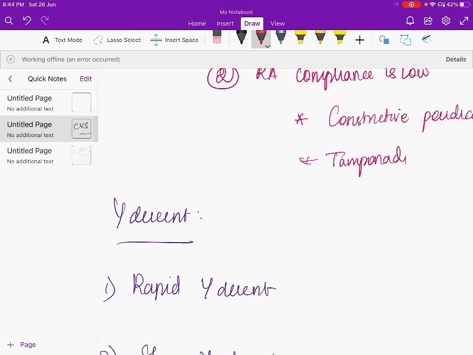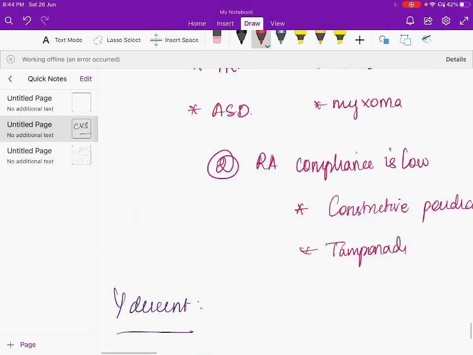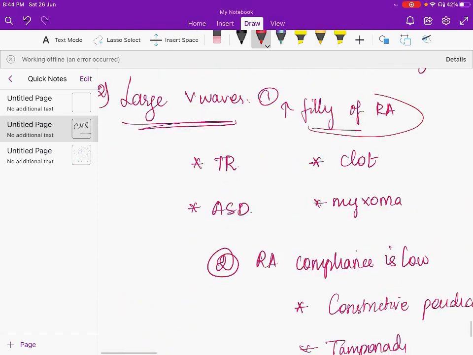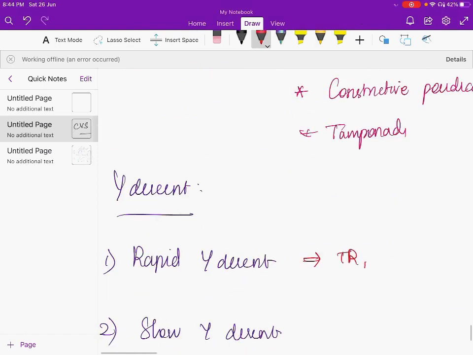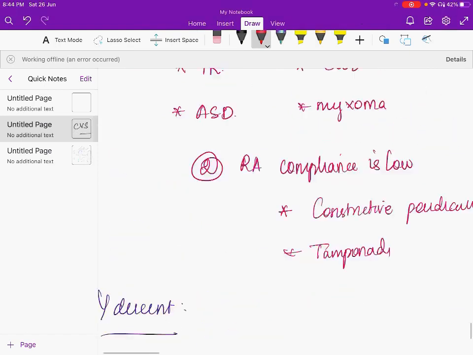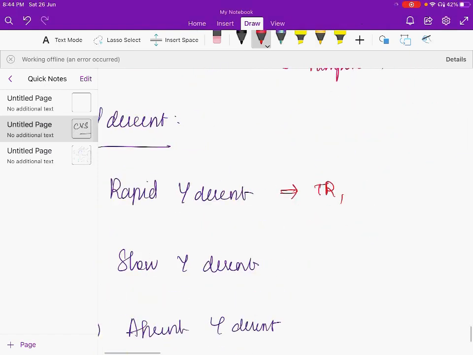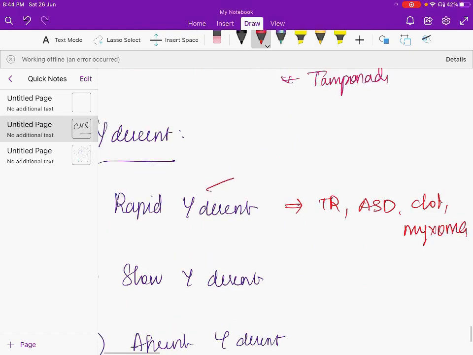Okay, normally, for it to empty quickly, what should happen? There should be a lot of blood. So all these conditions which cause increased filling of right atrium will cause rapid Y descent. Your tricuspid regurgitation, your ASD, your clot, your myxoma. All the causes of large V waves will cause rapid Y descent.